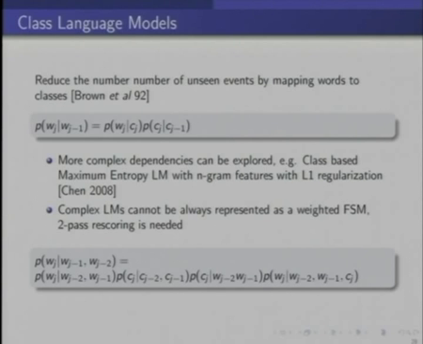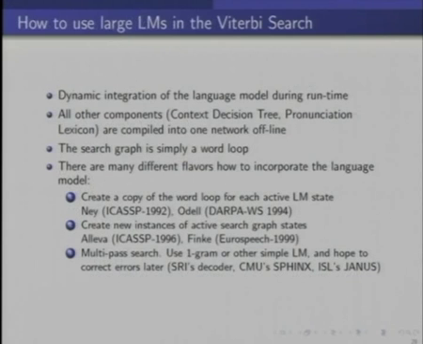Now, these days, there are many experiments with much more complex dependencies. One of the problems here is that you can't really express this easily as a finite state machine. So you need some approach of lattice or N-best rescoring.